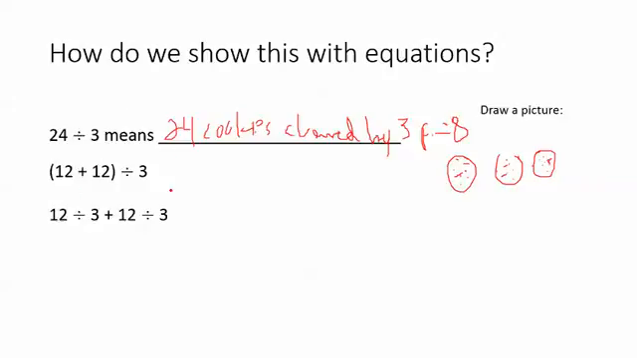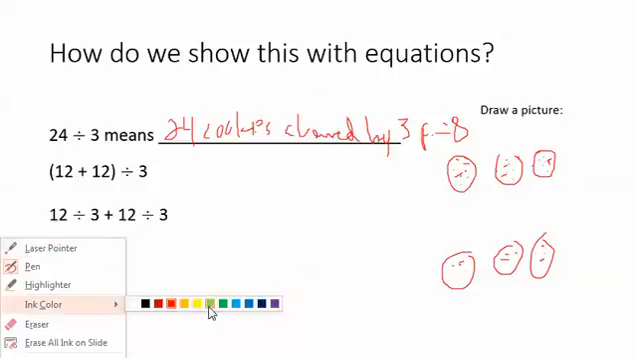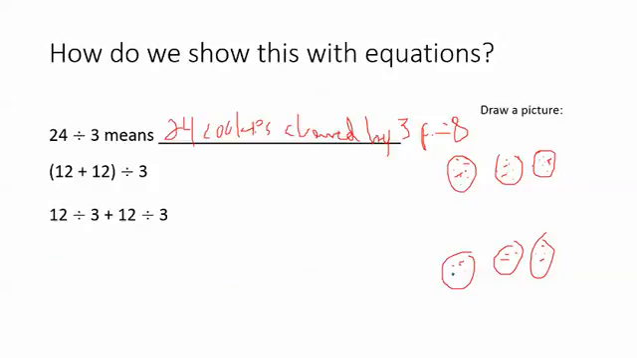Well, if we did 12 and 12 divided by 3, let's see how that looks. 12 divided by 3, 1, 2, 3, 4, 5, 6, 7, 8, 9, 10, 11, 12. And let's do 12 divided by 3 in another color. 1, 2, 3, 4, 5, 6, 7, 8, 9, 10, 11, 12. Really, these are the same pictures. It's just instead of it all being red, it's red and blue, right?